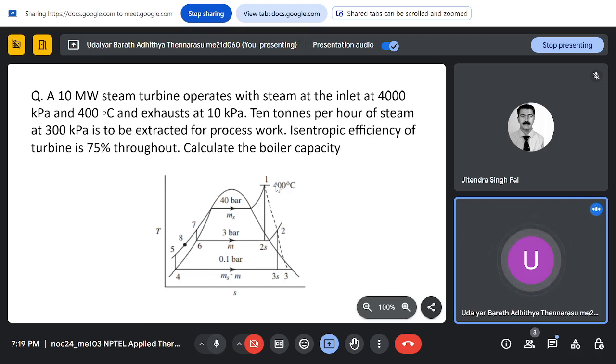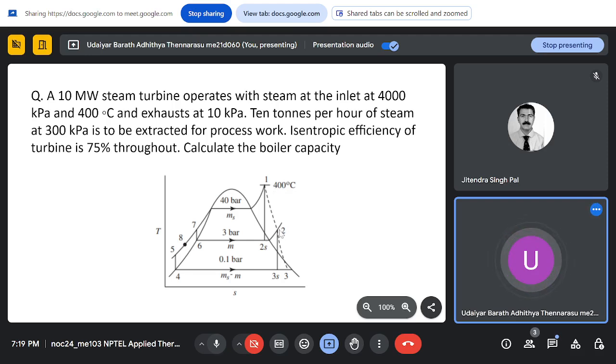So what we know is shown in the diagram here. So TS diagram. So you have at inlet to the turbine, which is at 40 bar and 400 degrees Celsius. From there you are expanding. So ideally it comes out to be state 2s, but this being not an isentropic process, because isentropic efficiency is given as 75%, this comes to be state 2.